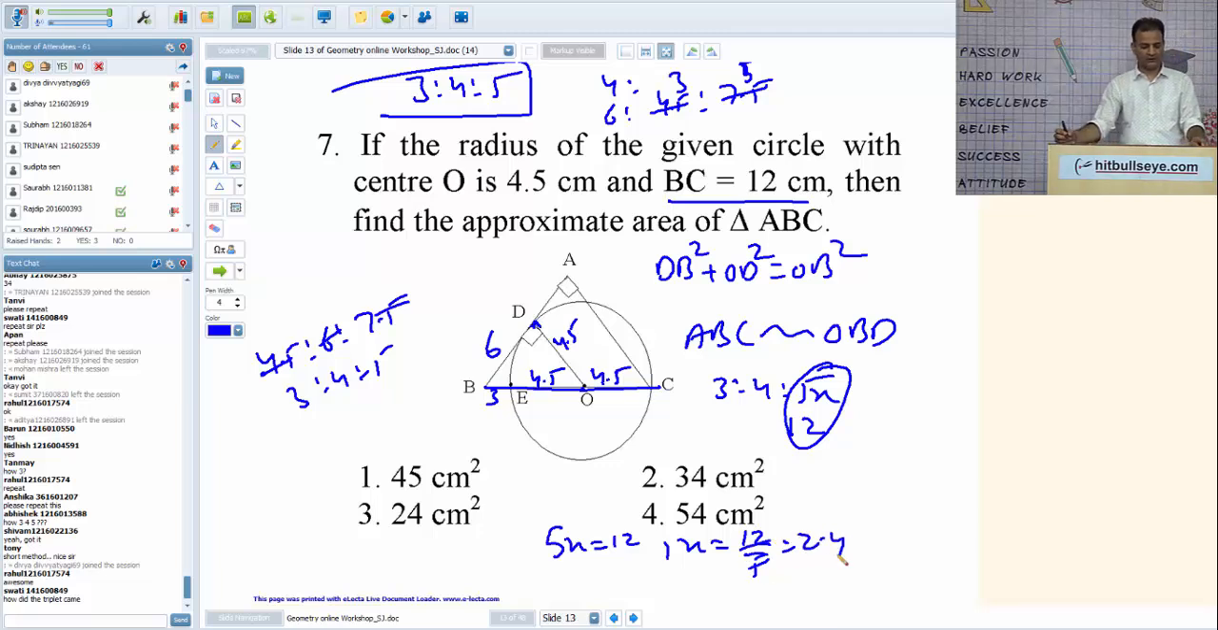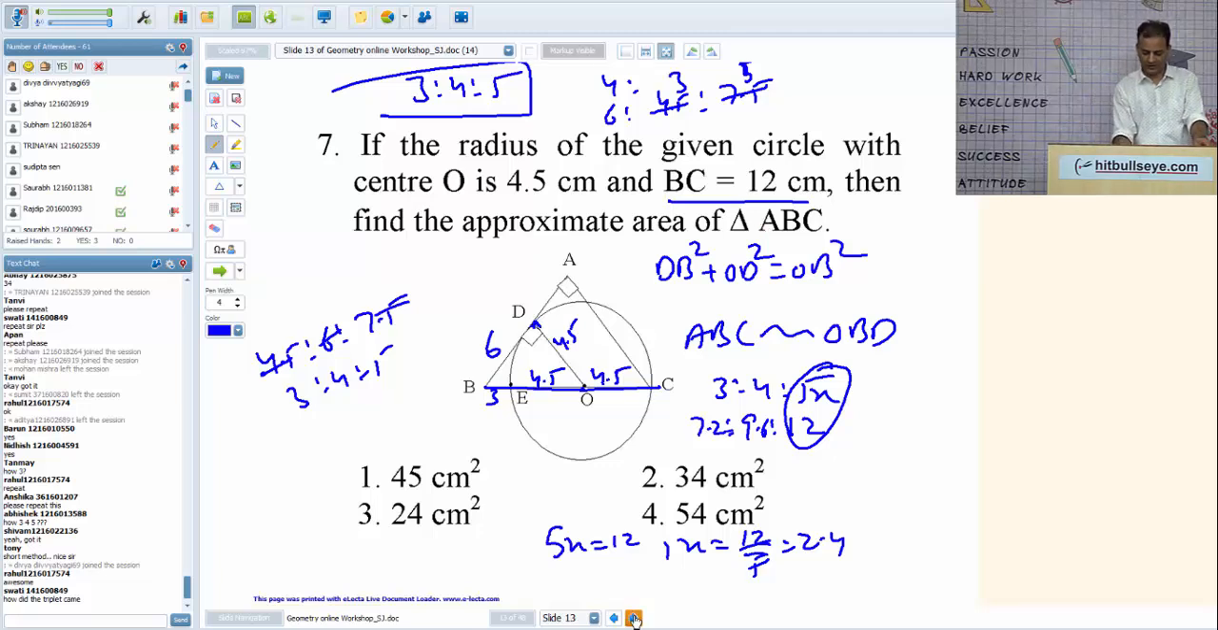So what is the common multiplying factor? 2.4. 2.4 into 3 will be 7.2. 2.4 into 4 will be 9.6. I am getting the sides. I am least bothered whether AB is 7.2 or AC is 7.2, because I have to find the area.